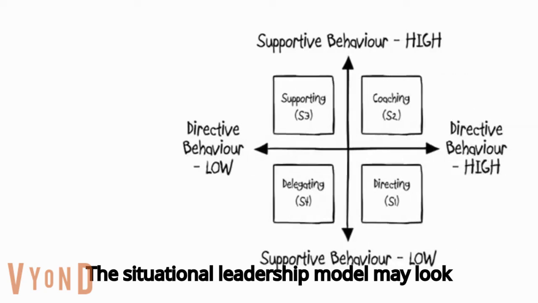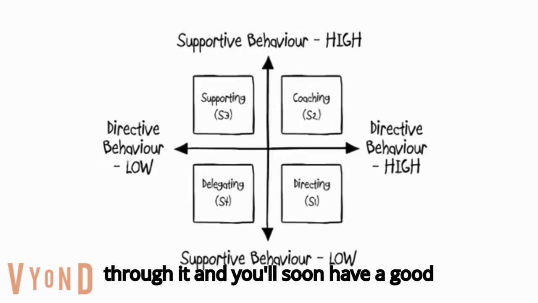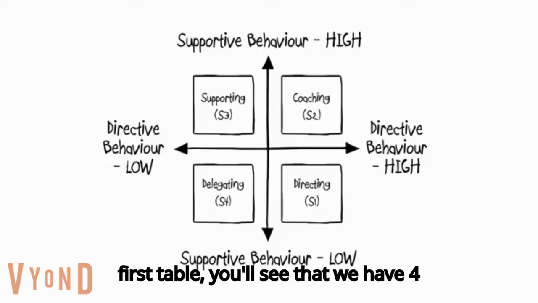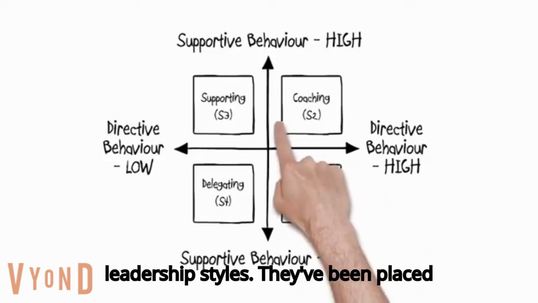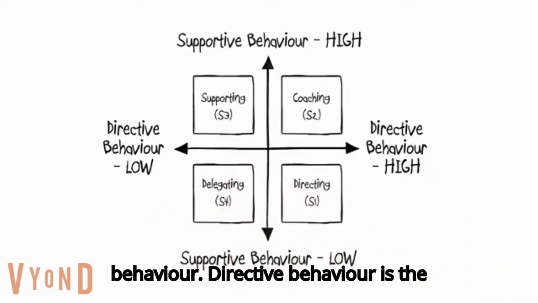The situational leadership model may look quite hefty, but we're going to go through it and you'll soon have a good understanding of the premise. In the first table, you'll see that we have 4 leadership styles. They've been placed according to these 2 types of behavior.